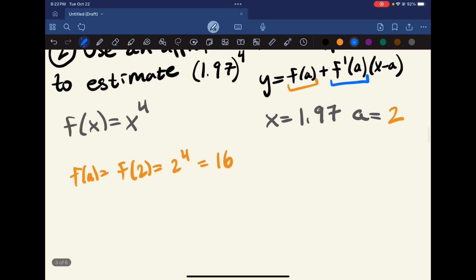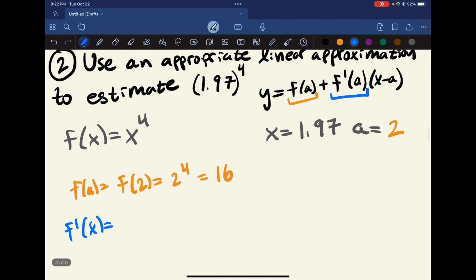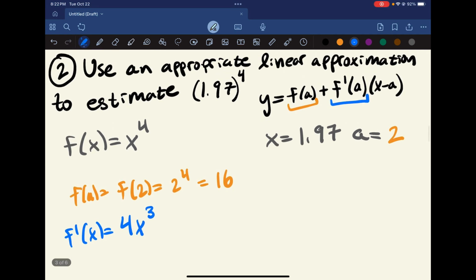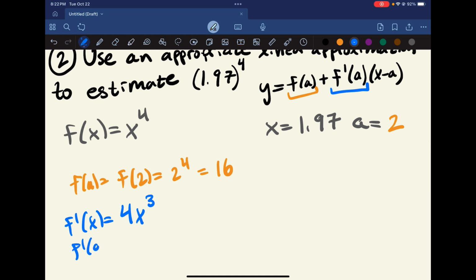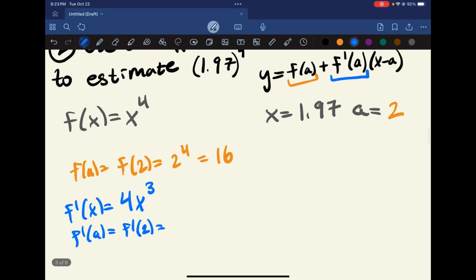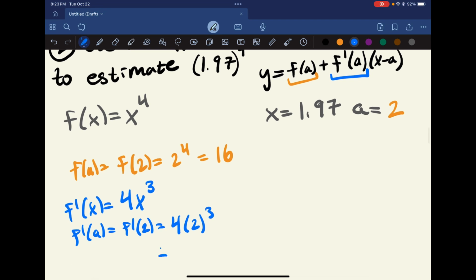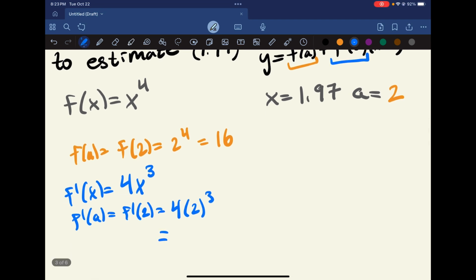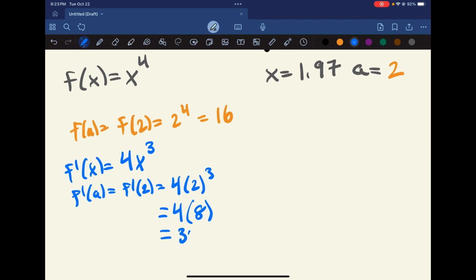How about f prime of a? In order to find f prime of a, we first have to find f prime of x. This is our f of x. We just take the derivative of it, 4x cubed. Then f prime of a, we said our a is 2. So that would be 4 times 2 cubed. 2 cubed is 8, so 4 times 8 is 32.